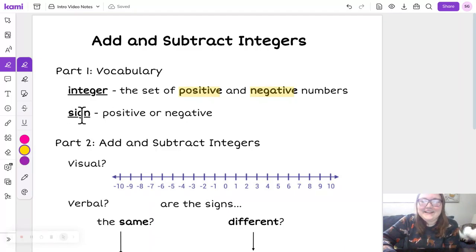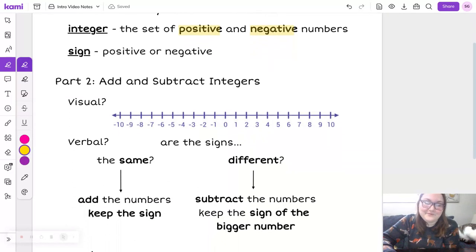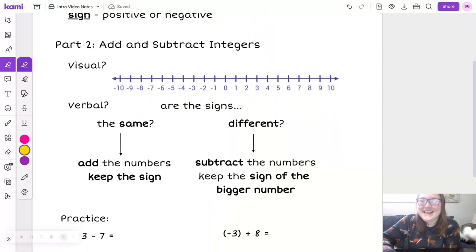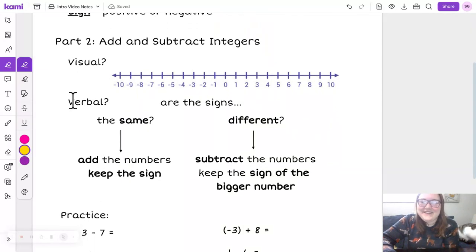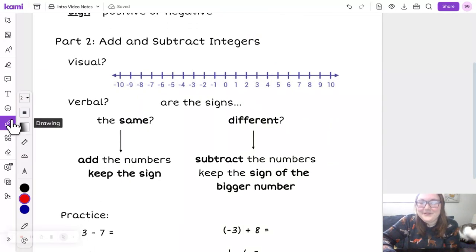The other word you're going to hear a lot in this lesson is the word sign. When you talk about sign, it just means we're talking about is that number positive or negative. The rest of this introduction video is going to focus on how you do math with integers. And so there's two ways you can think of it. If you are a visual person, you can think about doing math on a number line, and we'll do lots of examples with that. And if you are a verbal person, we've got two rules you can follow.